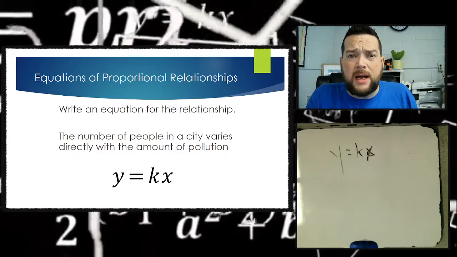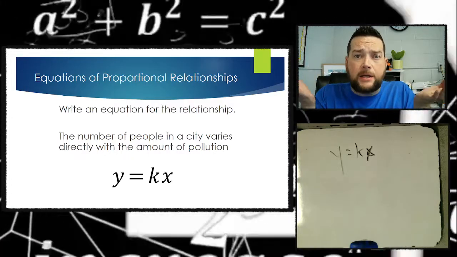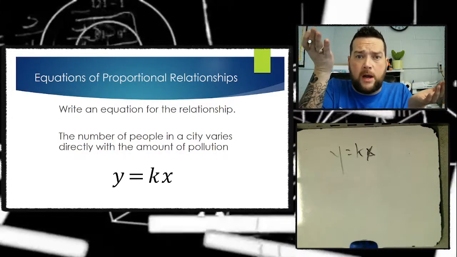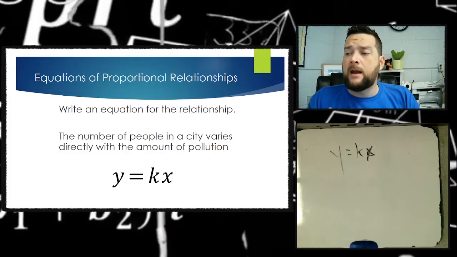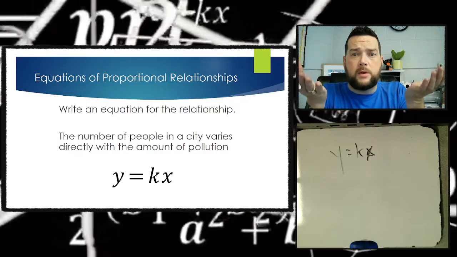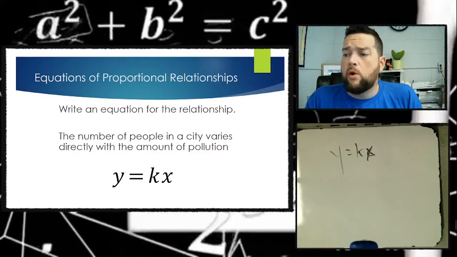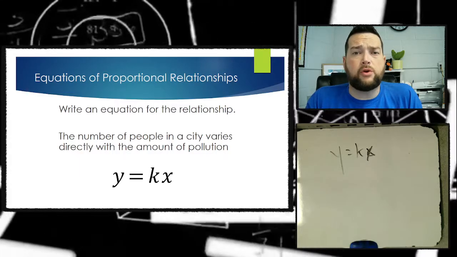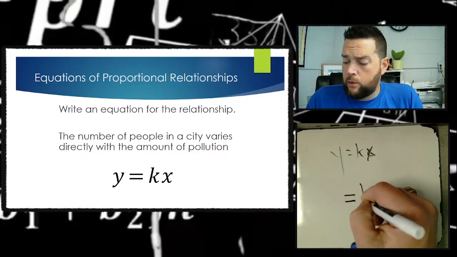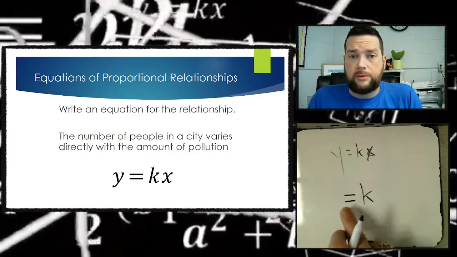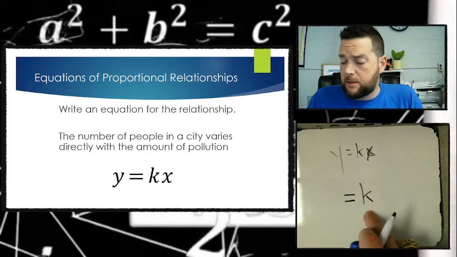The words "varies directly with" say that one quantity is directly tied to another quantity. As this quantity rises, so does this one, or if this quantity decreases, so does the other one. So they vary directly with each other. They're in sync with one another. So the words "varies directly with" tell us we have a proportional relationship, which is going to be represented by y equals kx. Something is equal to something else multiplied by a constant of proportionality.